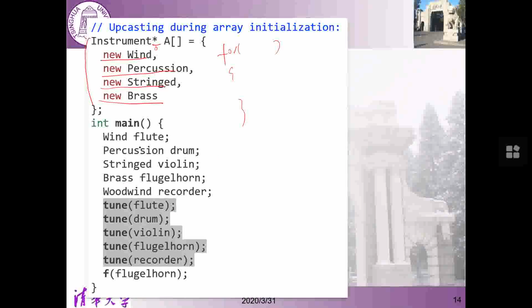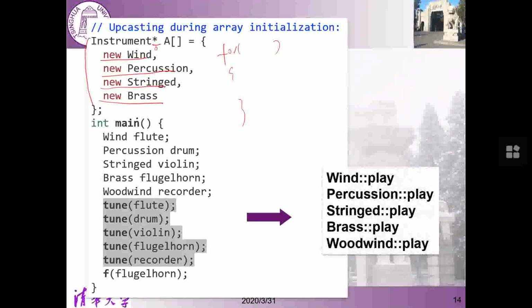And for the space limit, we do not have that actually. Then for this part, we call the tune function. For the tune function, because tune takes the instrument reference, polymorphism all works. So because flute is a wind object, it outputs wind play, like that.